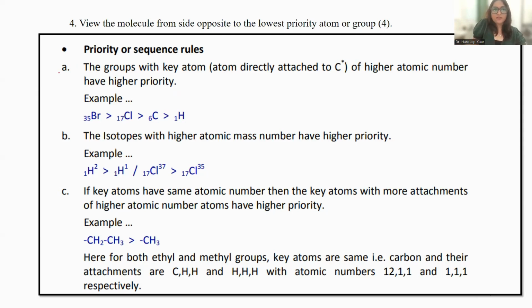So first of all, I'm talking about the priority rules that you have to apply in the compound. The first thing is you have to check the priority. Suppose this is a particular carbon, the chiral carbon, and four groups are attached, like hydrogen, chlorine, carbon, bromine. So you know that bromine has the highest priority.